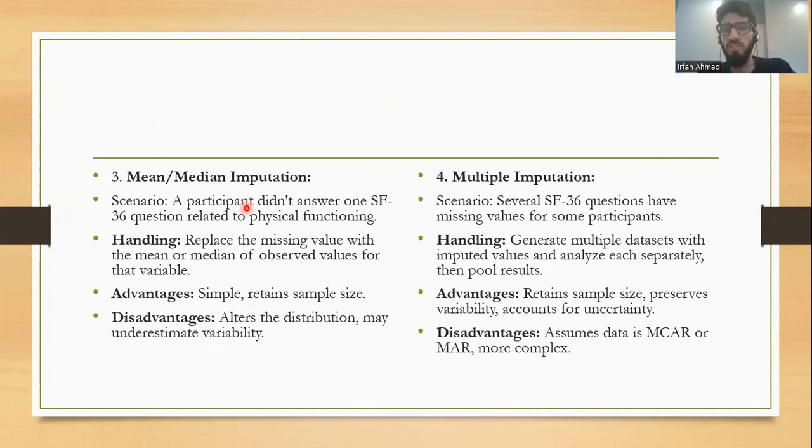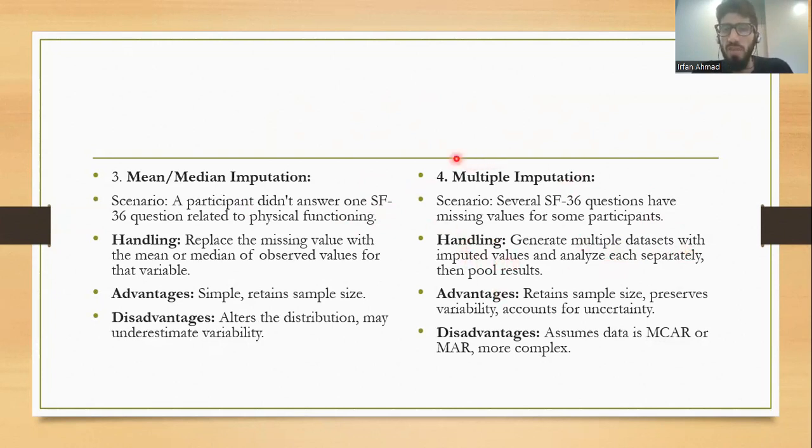The multiple imputation is the fourth method. Scenario: several SF-36 items have been missed. This is unlike one SF-36 question missing; here you have several missing options. Then generate multiple datasets with the imputed values, analyze each separately, then pool the results.